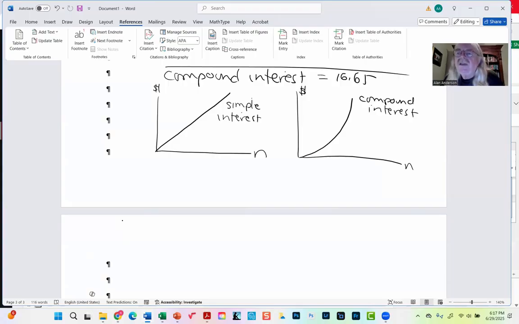So if you're saving money for retirement, let's say you put money in the bank for 30 or 40 years, by the time you retire, the vast majority of that money will come from compound interest. Okay. As you leave the money long enough, it really grows very quickly, but it takes a long time to get to that point.